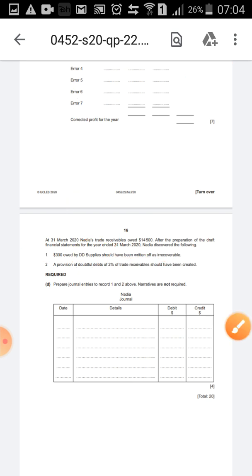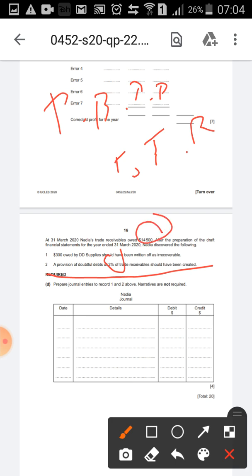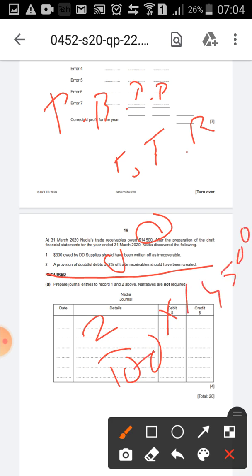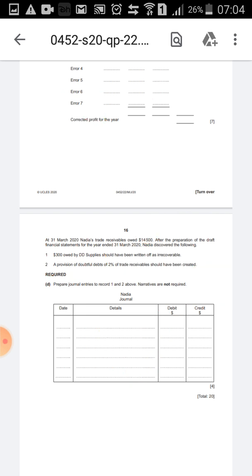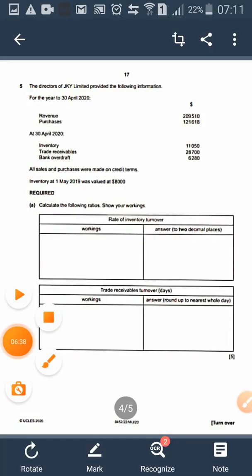Yes, and provision for doubtful debts, it is PBDD, which is provision for doubtful debts debit, to trade receivables, to TR, the journal entry, and it will be 2% of the trade receivables. And what is the trade receivables? 14,500. So it is 2 by 100 into 14,500, so it will get cancelled out. And the amount she owes, here the amount is given, $300, so nothing to worry about. Okay, dude.